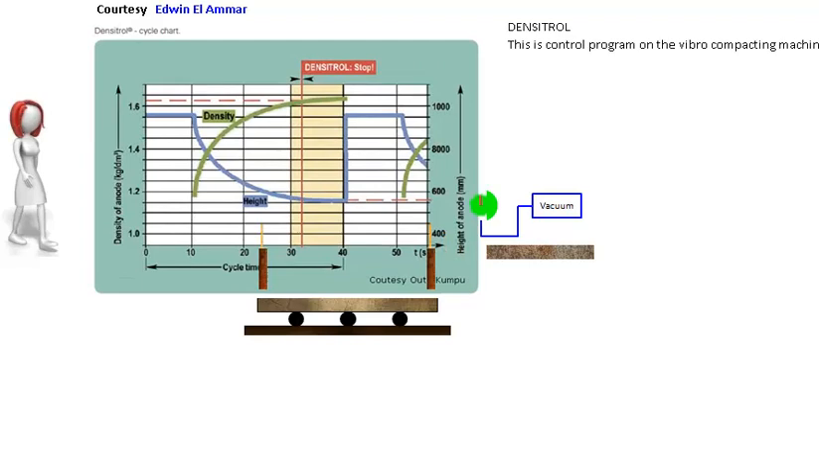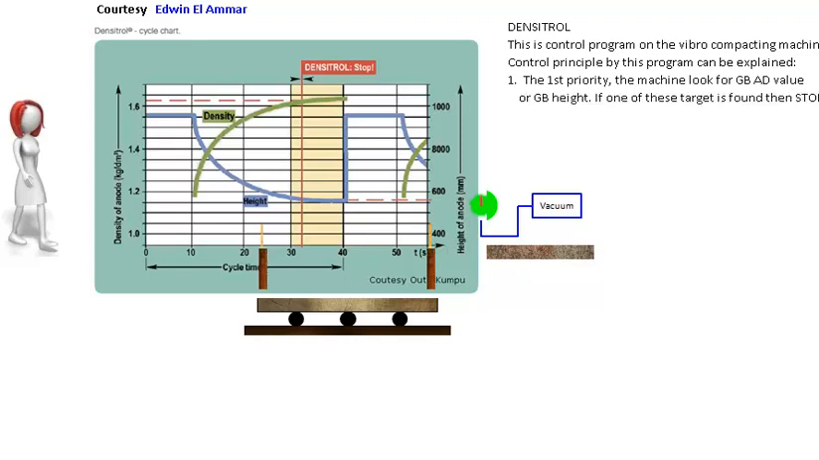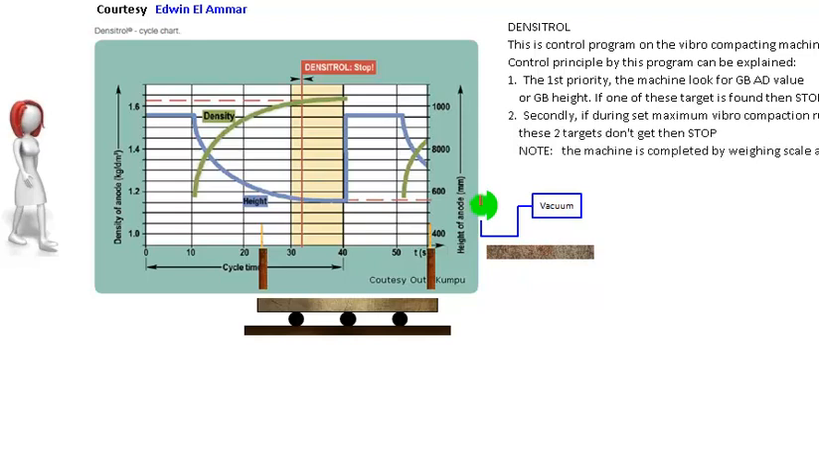This is the control program on the vibrocompacting machine. Control principle by this program can be explained. 1. The first priority, the machine looks for GB80 value or GB height. If one of these targets is found, then stop. 2. Secondly, if during set maximum vibrocompaction running, these two targets don't get reached, then stop. Note: the machine is completed by weighing scale and height sensor, so it is able to adjust the amount of paste fed if the height of previous block is down below.